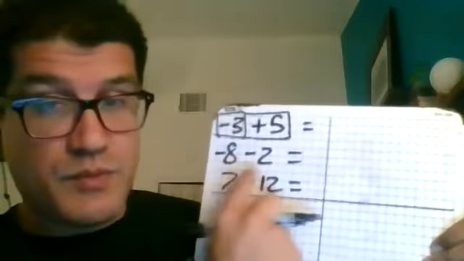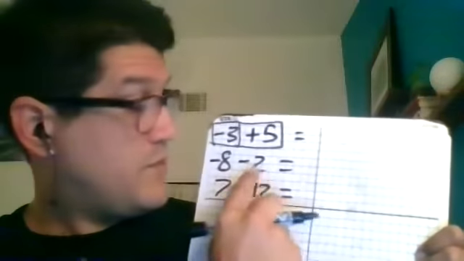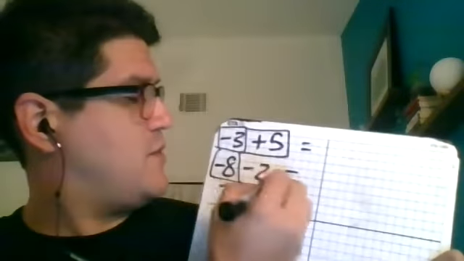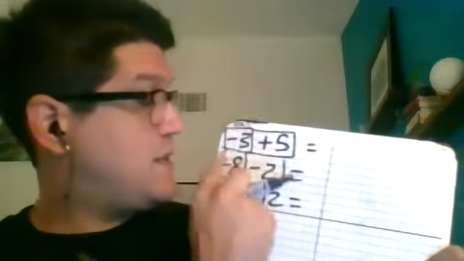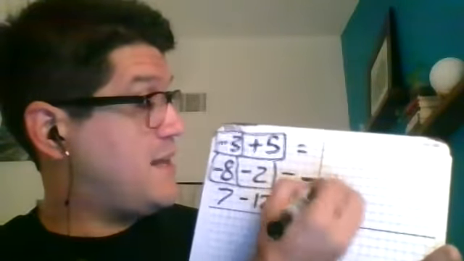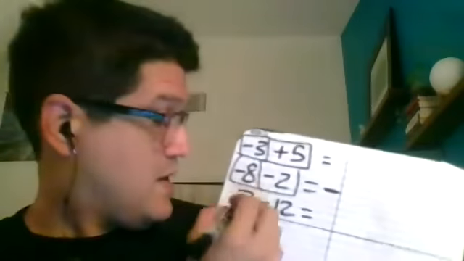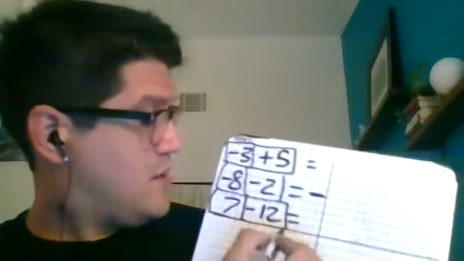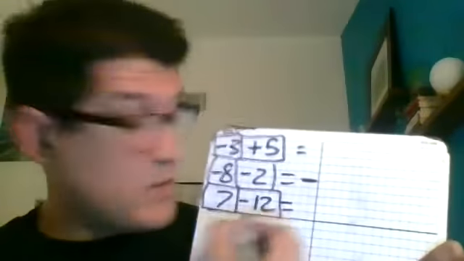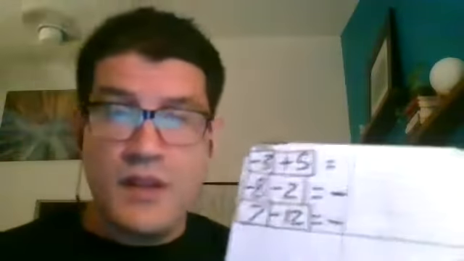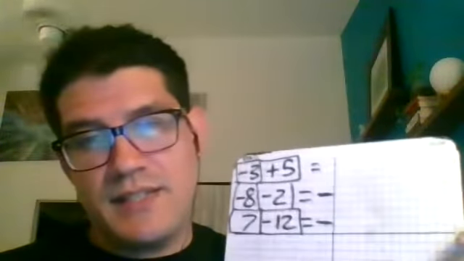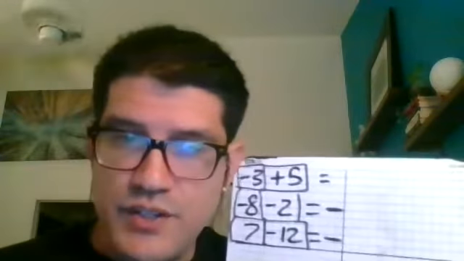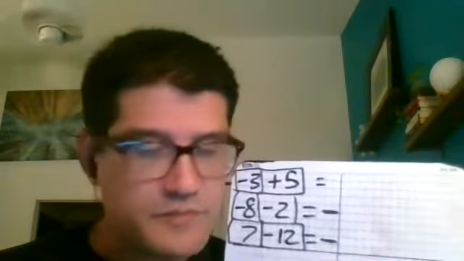Which one of these 2 numbers is furthest away from the 0? The negative 8, right? The negative 8 is farther away from the 0 than the negative 2, which means this answer is going to be negative because the 8 is negative. Same thing here. I have a positive 7 and a negative 12. The negative 12 is furthest away from the 0, so this answer is going to be negative. So if you're the kind of person that gets the sign wrong every time, this will now make sure that the sign is correct every single time.